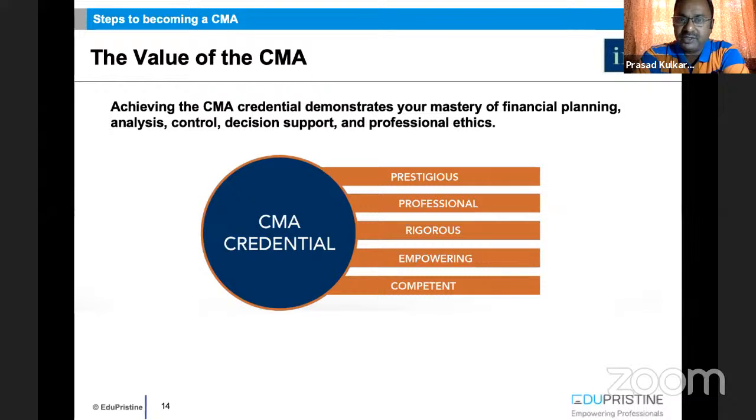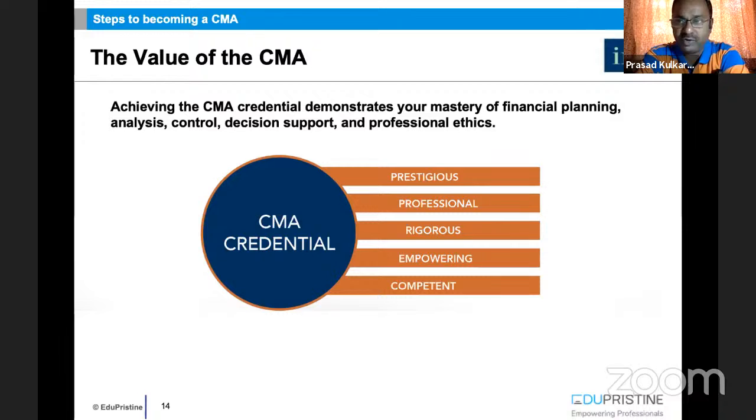Achieving a CMA credential demonstrates your mastery of financial planning, analysis, control, decision support, and professional ethics. It is a prestigious, professional, rigorous, empowering, and competent profession. Okay. It is prestigious, no doubt about that. Just by saying that I am a CMA means a lot to the other person. Automatically, the respect for that profession, that person who has that CMA qualification will rise.